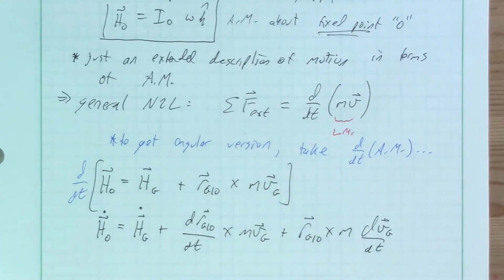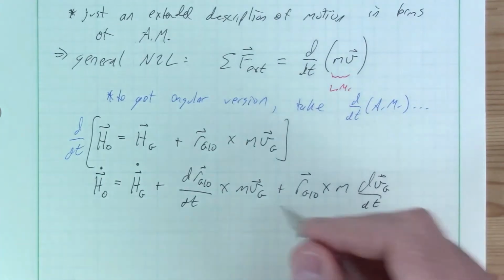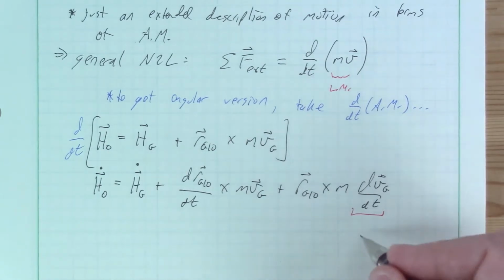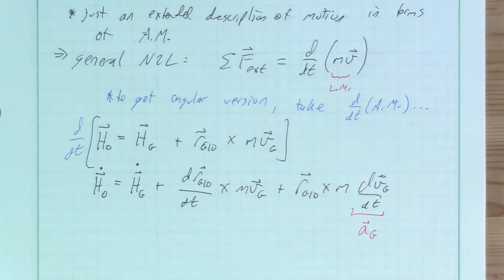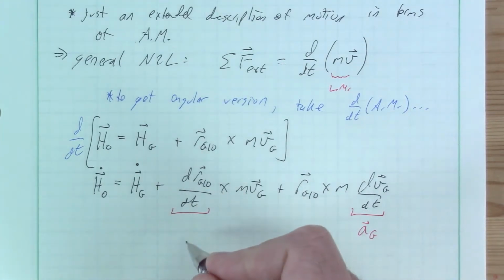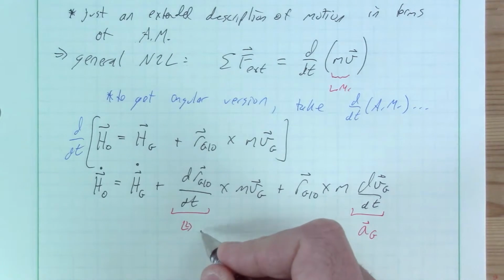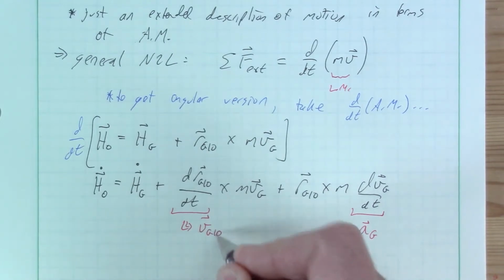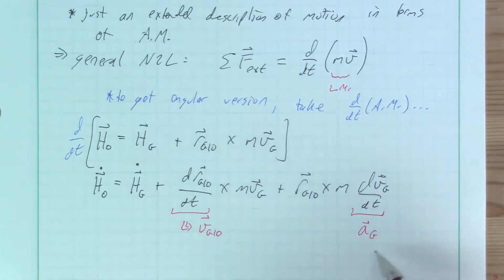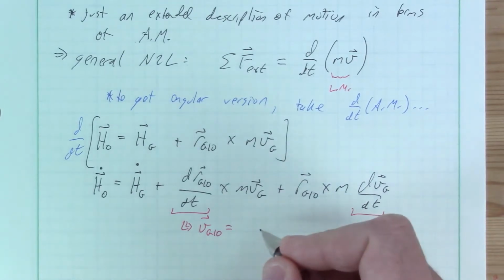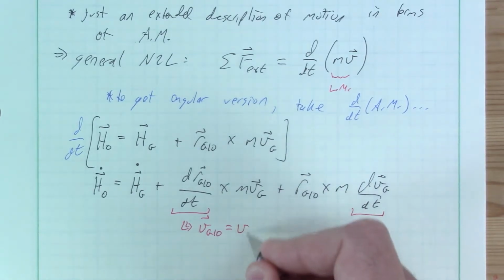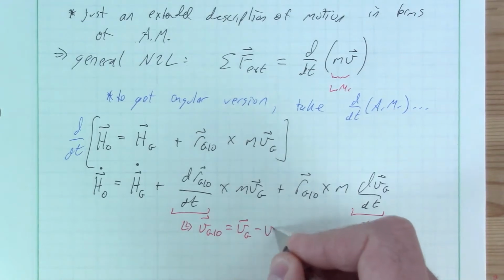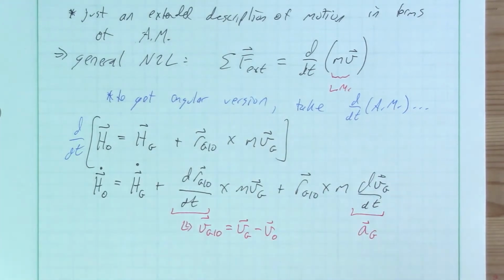And let's look at what we have here, okay? Let's start with the back term, right? Well, that's just the acceleration of the center of mass. And this term here is the relative velocity of the center of mass from G's perspective. We can write this as just the velocity of G minus the velocity of O. Right, well, okay.